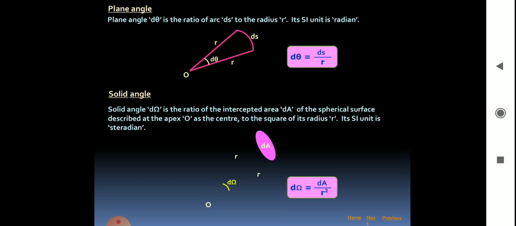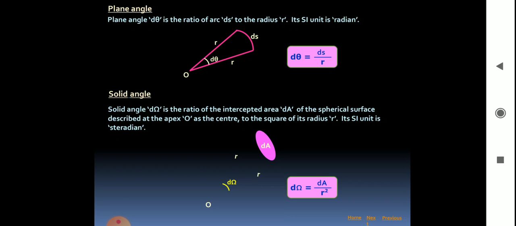Now the next one, solid angle. SI unit for a solid angle is steradian. Steradian is used to measure a solid angle. Now here, the solid angle is represented by d omega. D omega is a ratio of intercepted area, that is dA, to the square of radius.